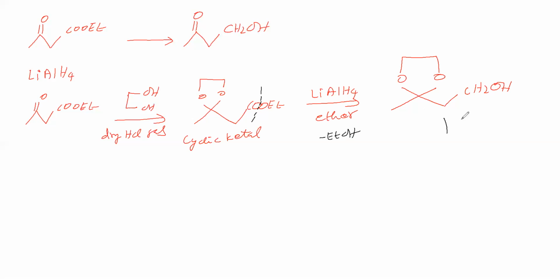Next, this is taken for acidic hydrolysis. Acidic hydrolysis means this acetal, this cyclic ketol, again becomes ketone. Therefore, we can write the double bond here. So the cyclic ketol has become ketone. Therefore, if you see, the ester has gone for reduction, the ketone has not gone for reduction.